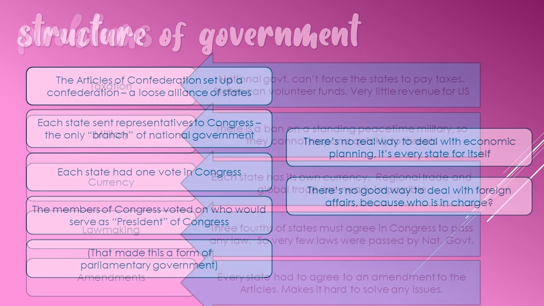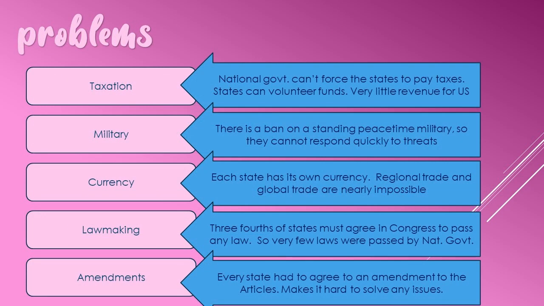We have 5 basic problems that are in the Articles of Confederation that we need to make sure we can remember. The first of those is taxing. An obvious thing that a government needs is ability to raise money. And the Articles of Confederation does not allow the national government to tax the states. So the states can give money, they can volunteer money if they want to, but that doesn't happen a lot. So there's very little money for the United States government to function.